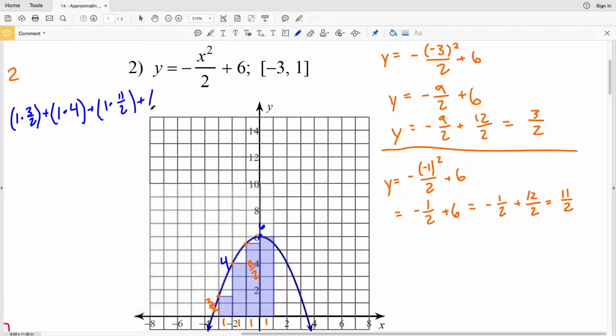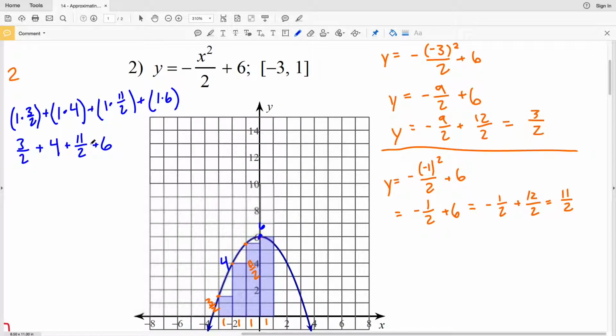So then we're adding the area of that rectangle, which is 1 times 6. And remember, when we multiply by 1, that's the identity. So we'll have 3 halves, because 1 times 3 halves is 3 halves, plus 1 times 4, which is 4, plus 1 times 11 halves, which is 11 halves, plus 1 times 6, which is 6.